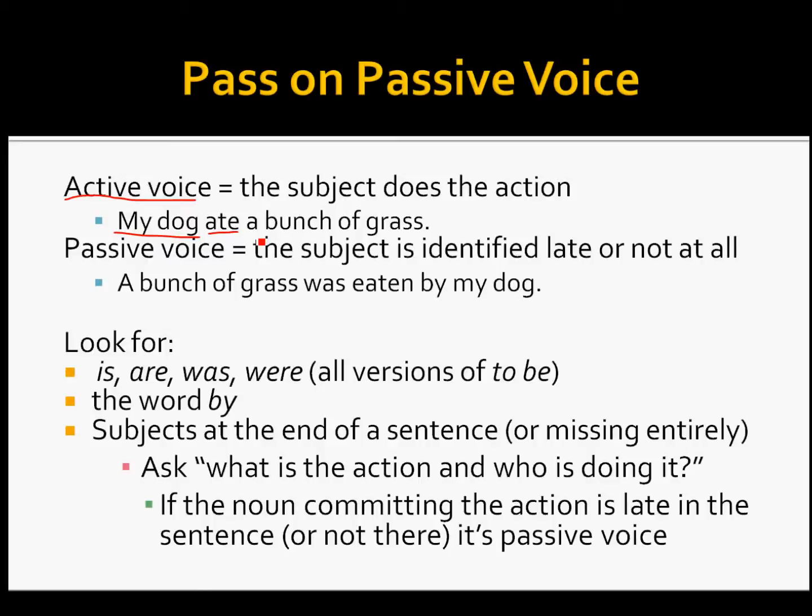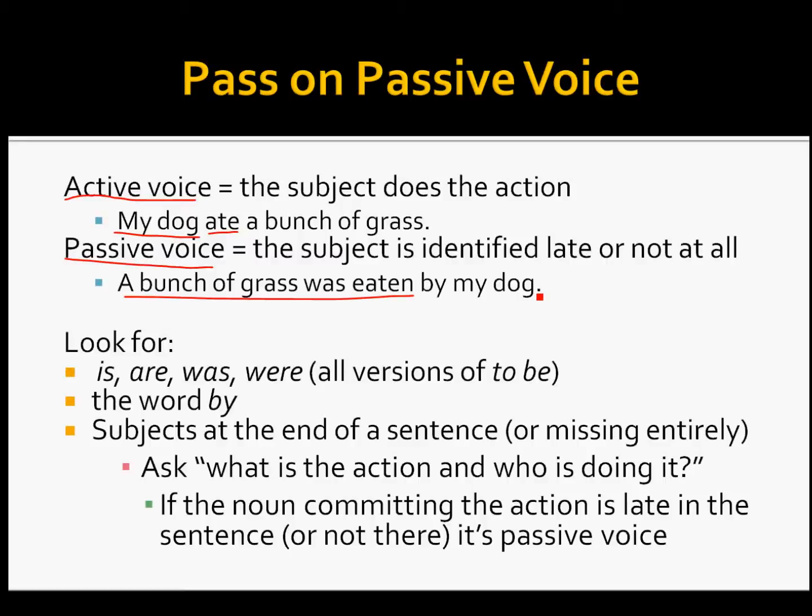The dog. No question. Well, passive voice occurs when the subject is identified late in that sentence, or sometimes even not at all. So a bunch of grass was eaten by my dog. Well, it took a long time to get to who ate the bunch of grass. If the subject is that late in the sentence, it gets to be a little bit confusing, a little bit wordy. Writers avoid that because it's kind of awkward.